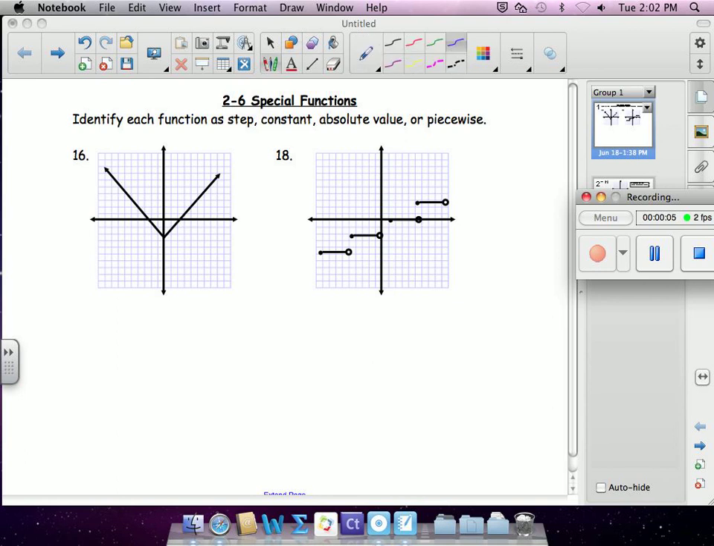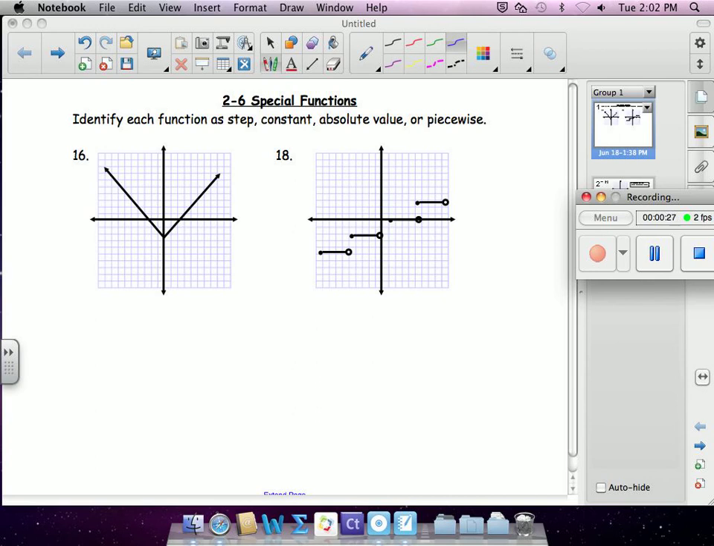In lesson 2.6, we started looking at some special types of functions. In your assignment, one thing that you're asked to do is, having been given a graph, see if you can identify which of the special functions it is. In 16 and 18, we have three possibilities: a step function, constant, absolute, or piecewise.